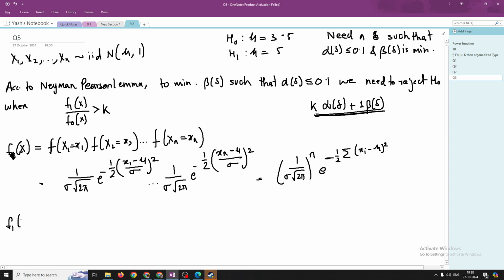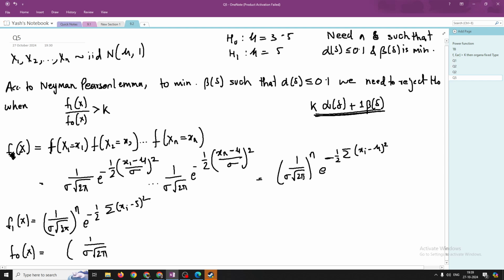So f1 of x would be the same thing, but here there will be xi minus 5 square. And if you had f naught under h naught, you would have had minus 3.5, right? So these are the two likelihood functions.